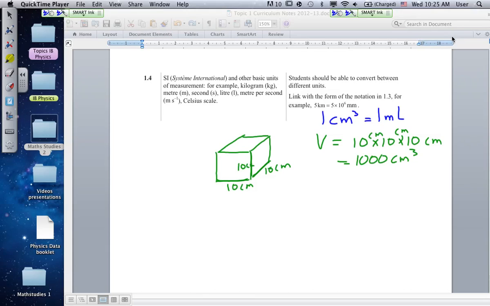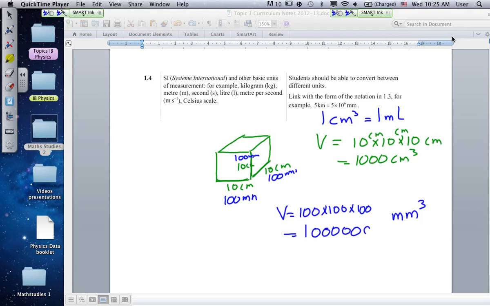But let's say I wanted to convert this into millimeters cubed. How much would that be? 100,000. Nope. All right, well, let's have a look. There's 100 millimeters there, 100 millimeters there, and 100 millimeters. It's going to be 1 million because each one of these is 100. So your volume is going to be 100 times 100 times 100, which is 1 million.